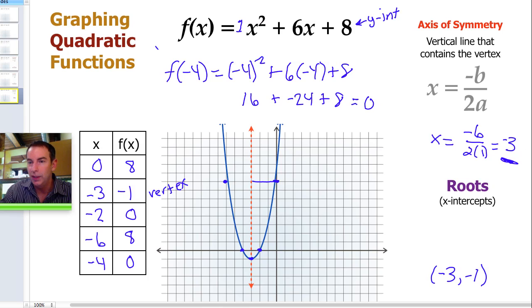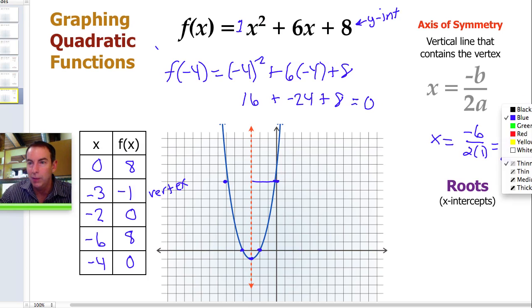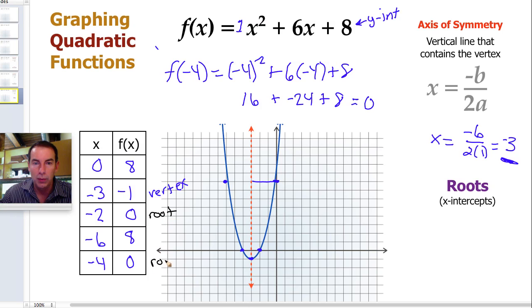So, last thing I want to do is find my roots. Now, my roots are my x-intercepts. So I just look and see where this graph crosses the x-axis, right? The y value is going to be 0. And I've actually got a couple of them in my table. Right? F of x or y is 0. So that's a root. And that's a root. Right? And we can see them right here.